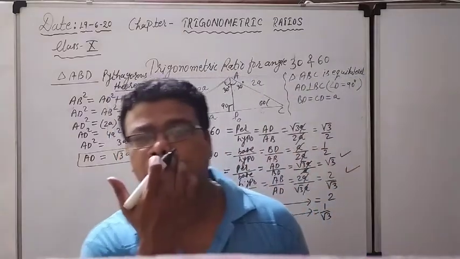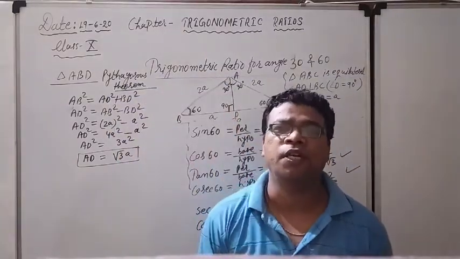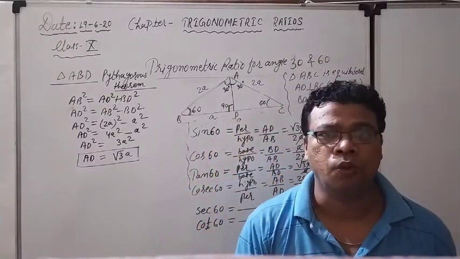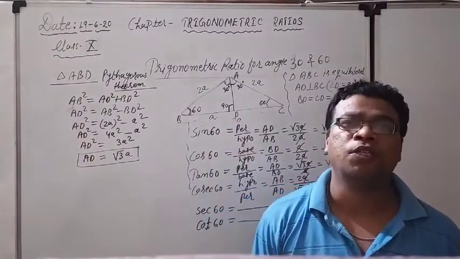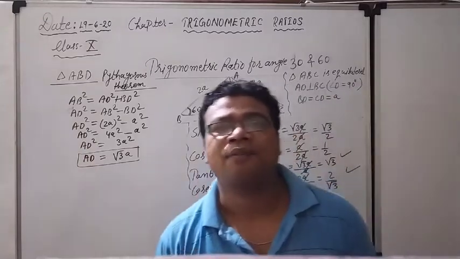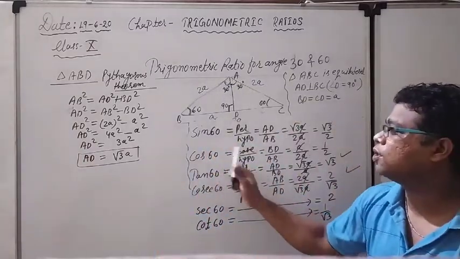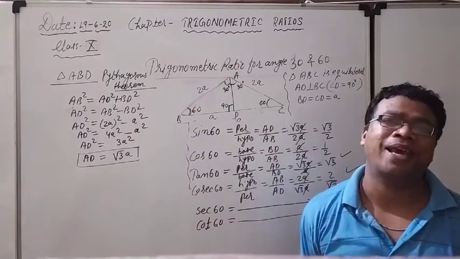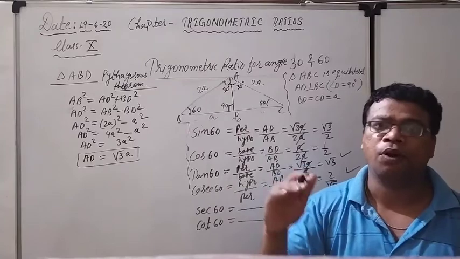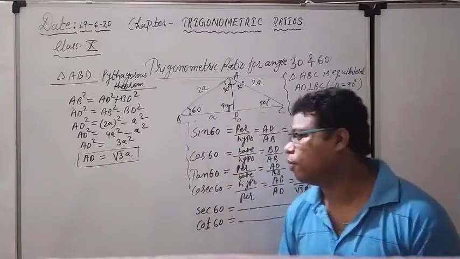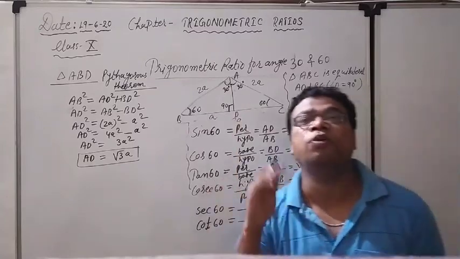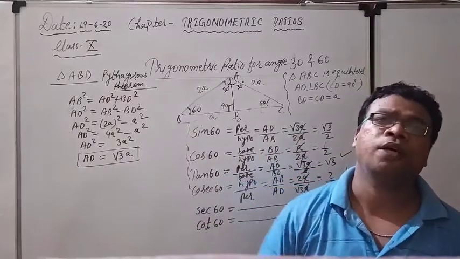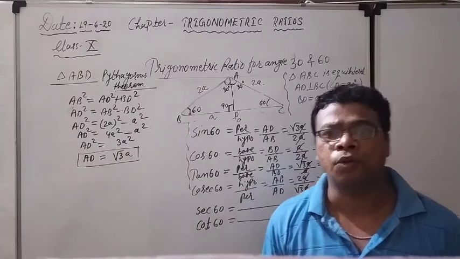What is the summary of this particular 60? To remember the ratios of 60, you should know three things. What is sin 60? Sin 60 is equal to root 3 upon 2. Its opposite is cosec 60, which is 2 upon root 3. Next, cos 60 is 1 upon 2. Its opposite is sec 60, which will be 2 only. And what is the value of tan 60? Tan 60 is equal to root 3. Remember this. Its opposite is cot 60, which will be 1 upon root 3.